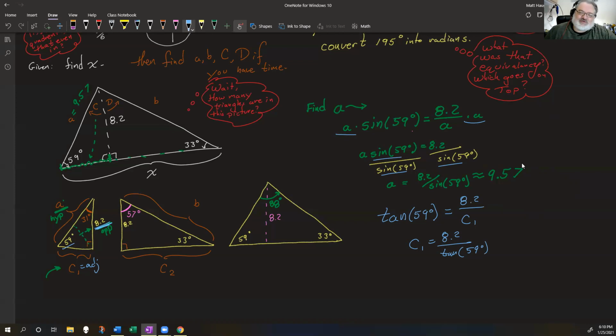Now, Aaron, can I use tangent? No, too bad. So what does that end up being? Approximately 4.93. That seems reasonable. It was supposed to be smaller than the others, so being opposite the smaller angle, that seems reasonable.